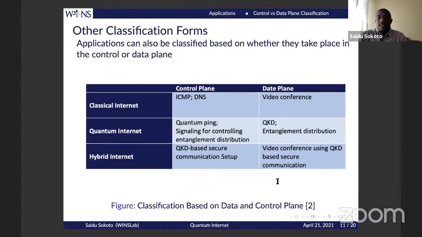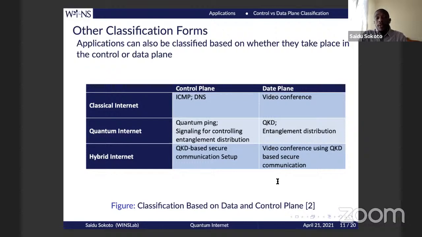We can decide to thread the same path in quantum computing. So in this case, how will the applications be divided? We all know that in the classical internet, we have the control plane, which has examples such as the internet control message protocol or the domain name server. In the data plane, we have video conferencing, for example.